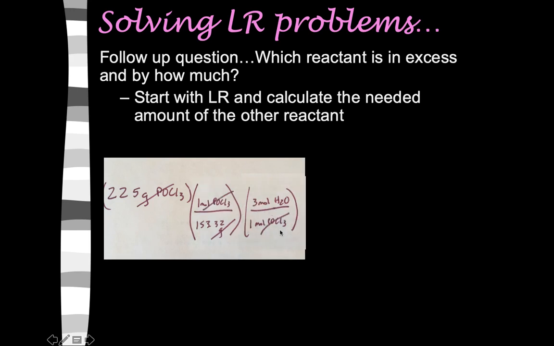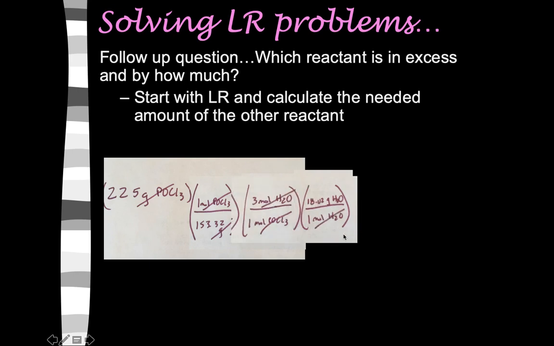All right, moles of POCl3 goes away. I'm at moles of water. But I need to get to grams of water so that I can compare it to how much water I actually had. So moles of water goes away. I'm at grams of water. Then I can multiply all the numbers on the top, divide all the numbers on the bottom. This is the amount of water needed.